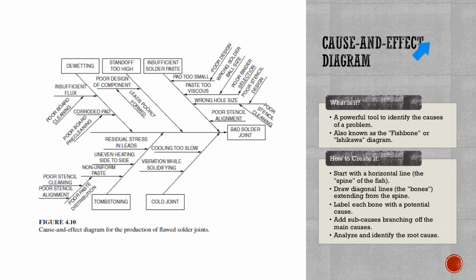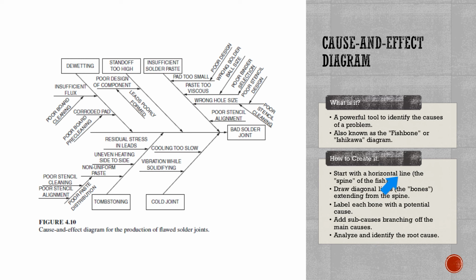First is the cause and effect diagram. What is the cause and effect diagram? It is a powerful tool to identify the real cause of the problem. This cause and effect diagram is also known as the fishbone diagram or Ishikawa diagram. This is a very well-known tool used to identify a problem. In industry, they usually use this fishbone diagram to know what is the real problem related to that issue. So how to create it?